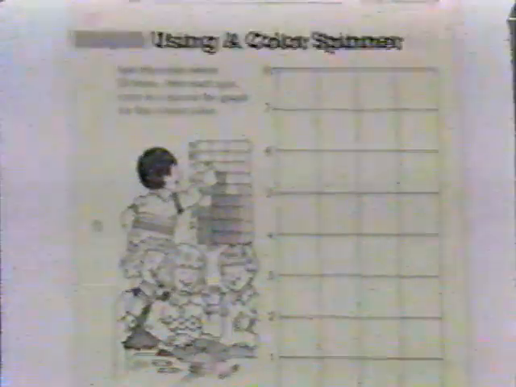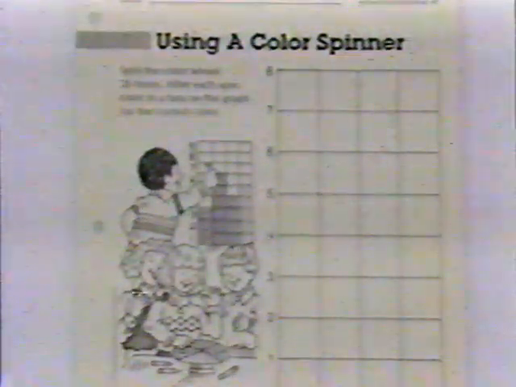And I told you I wanted to give you the extension with a colored spinner, using a color spinner. You can divide this into as many colors as you want. Here they have red, yellow, green, and blue. Spin a color wheel 28 times. After each spin, color in a box on the graph for the correct color. What do you notice about the results?